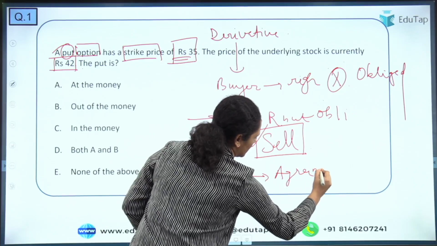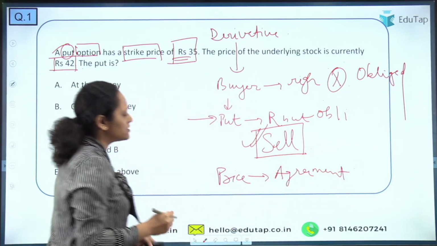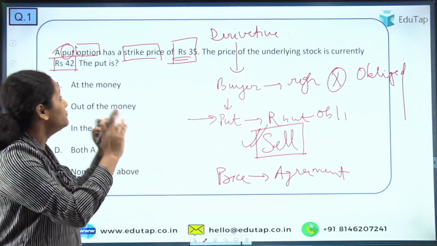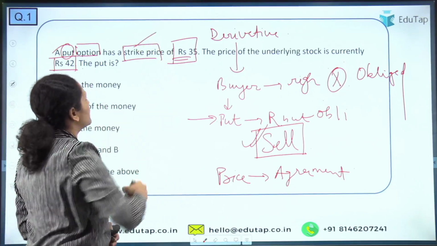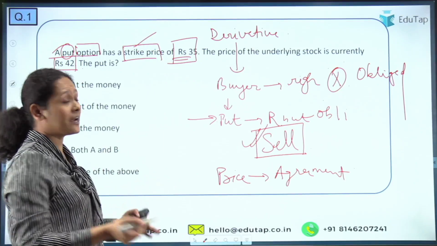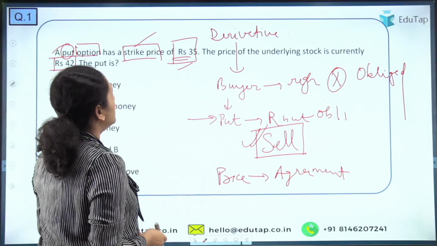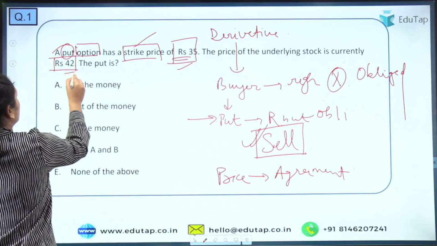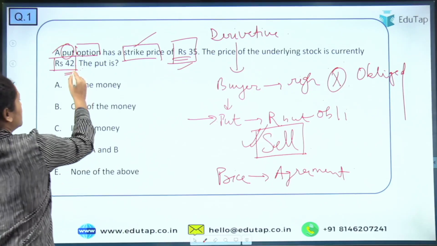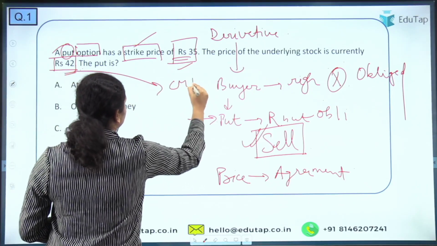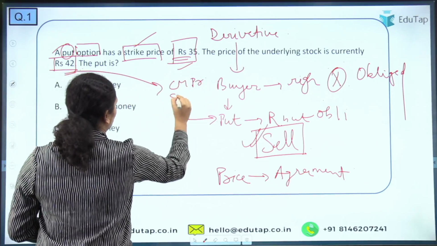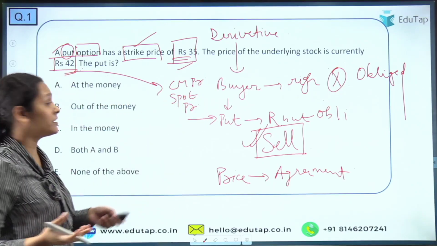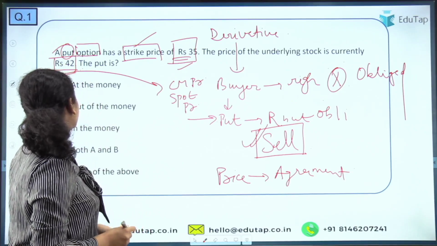ठीक है, मतलब when the buyer and seller get into the contract, they would have agreed to pay a certain price. That price is known as the strike price, and in the given question the strike price is 35. Now it says the price of the underlying stock is currently at 42. Now what is this 42? It is the current market price, ठीक है, और the spot price. मतलब अभी मार्केट में ये कितने पे ट्रेड कर रही है? 42 पे, ठीक है.